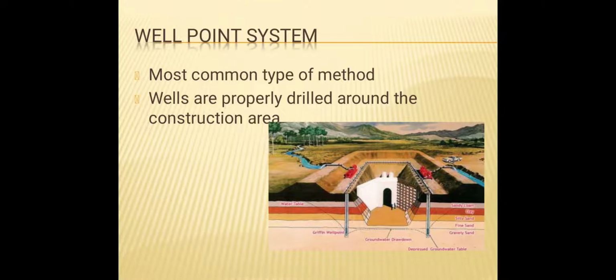Well point system. In dewatering there are some systems; the well point system is the most common type of method in dewatering. Wells are properly drilled around the construction area. The well point system is shown in the figure, with labels such as groundwater drawn, depressed groundwater table, silty sand, fine sand, gravel sand, and water table.